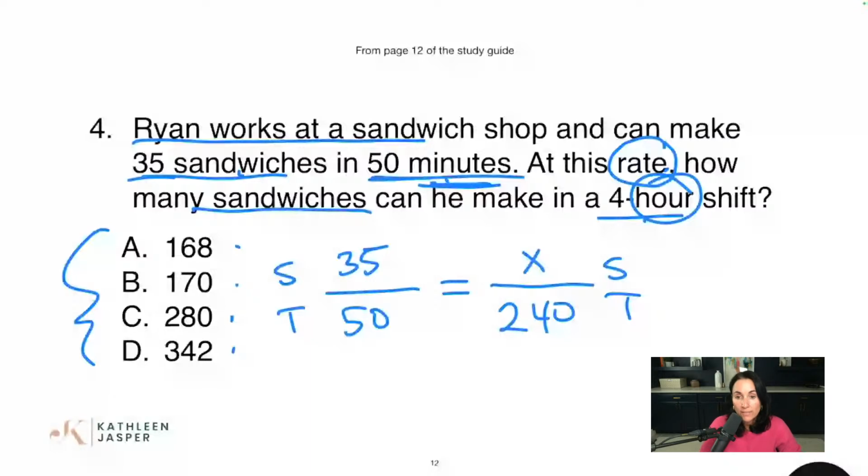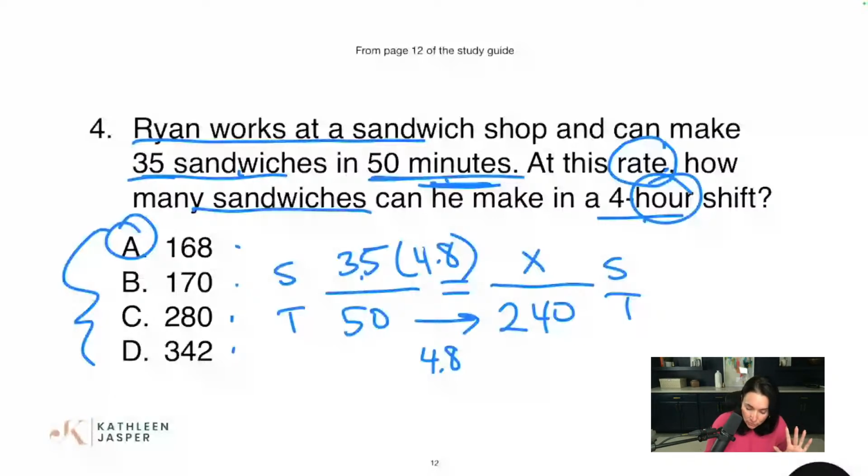Okay, so there's a couple ways now that you can do this. I like to cross multiply and solve because sometimes these don't go in evenly, but you can say, how many times does 50 go into 240? So you do 240 divided by 50 and you get 4.8. So you do the same thing to the top. You multiply this by 4.8 and you would get 168.